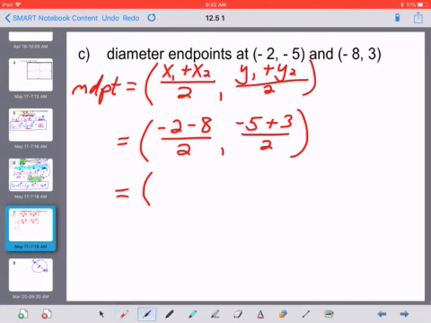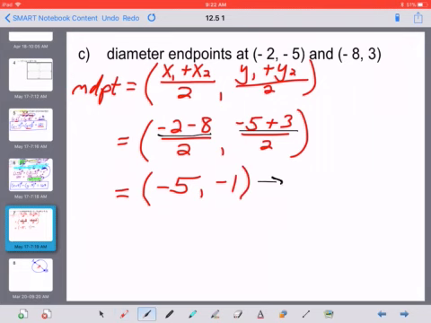We are going to take the negative 2 plus 8 right there to get a negative 10, and then divide that negative 10 by 2 to get negative 5 for the x-coordinate of our midpoint. And for the y-coordinate, this negative 5 plus 3 is going to get us a negative 2 divided by 2. That's going to equal a negative 1. So right there, we've just located our midpoint.